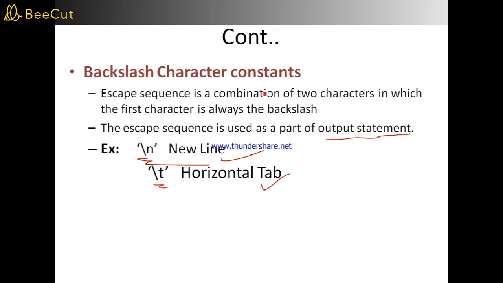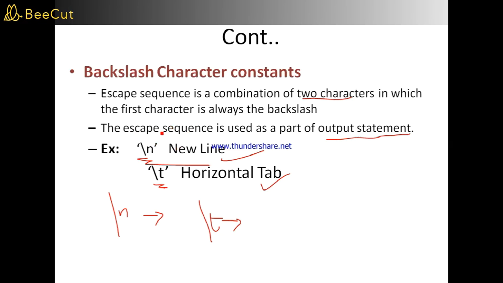An escape sequence is a combination of two characters, in which the first character should be a backslash, followed by some other character. It contains only two characters. The backslash followed by a character does have some meaning. One example is backslash n, which is for a new line, and backslash t, which is for a horizontal tab.